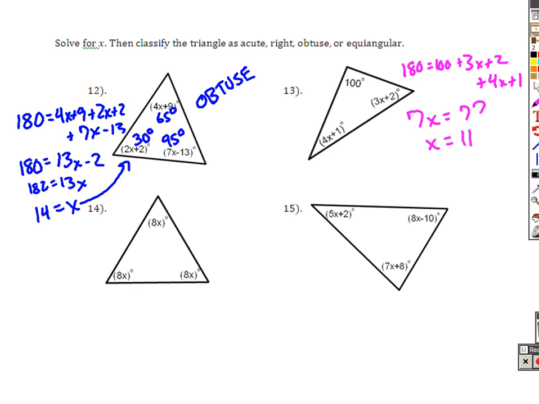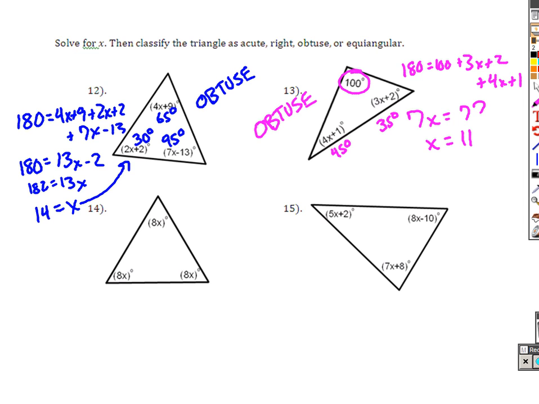Same thing here with number 13. We're going to plug back in. Well, actually, we don't even need to plug back in, but we should find them anyway. This one is going to end up being 45 degrees. This one right here should end up being 35 degrees, but we already have a 100-degree angle, so this one also is an obtuse triangle.